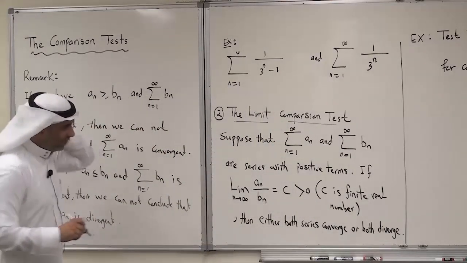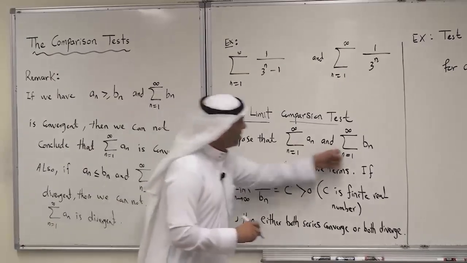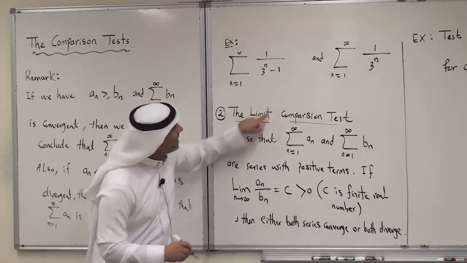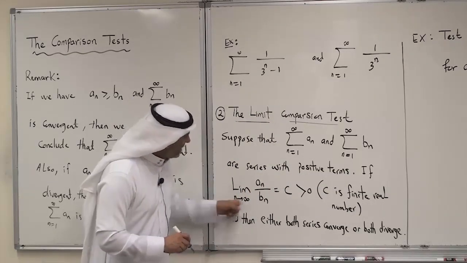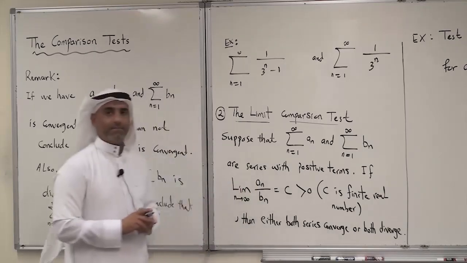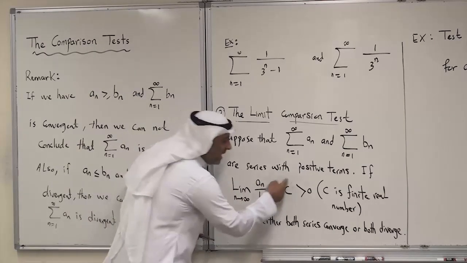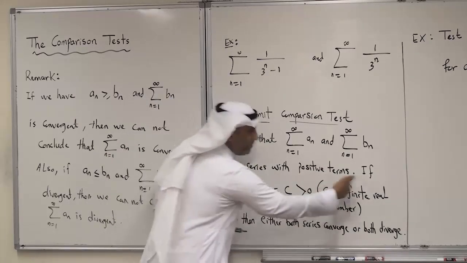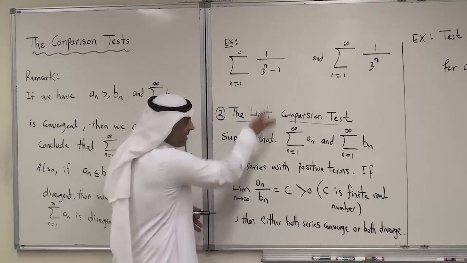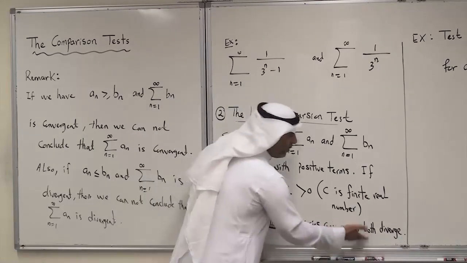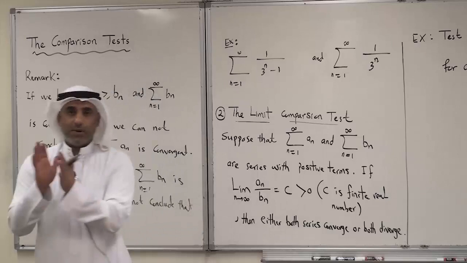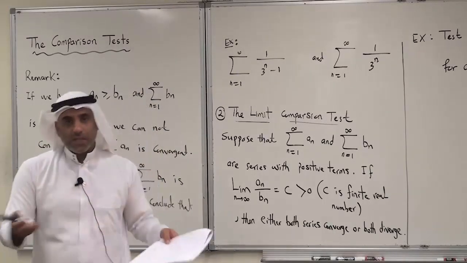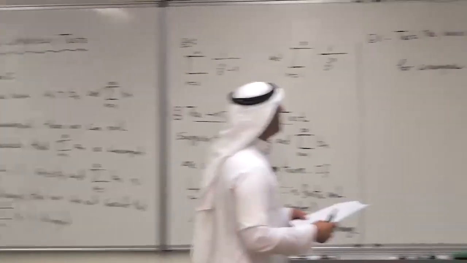The test says if you have two series with positive terms, and you know that the limit, that's why they call it the limit comparison test, as n goes to infinity of a_n over b_n is equal to c, which is a finite, positive real number, then either both series converge or both diverge together. So let us see how to apply the test in a specific exercise.